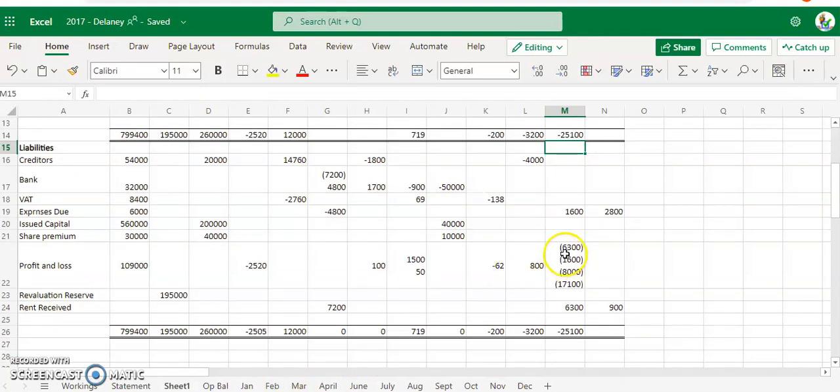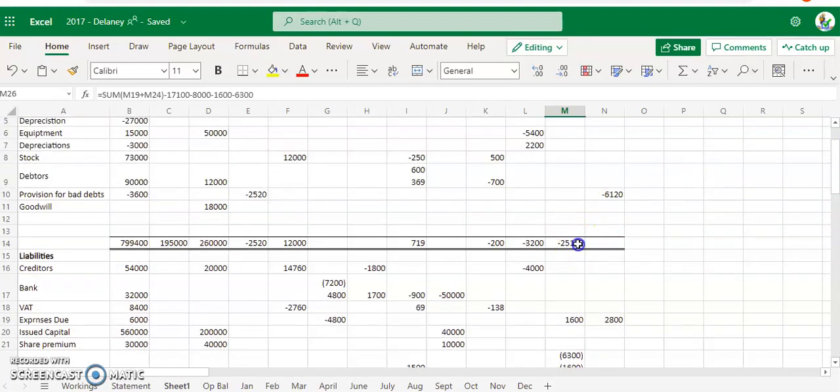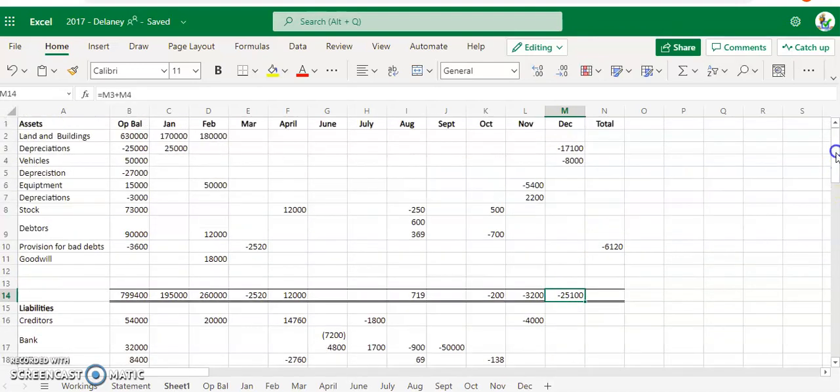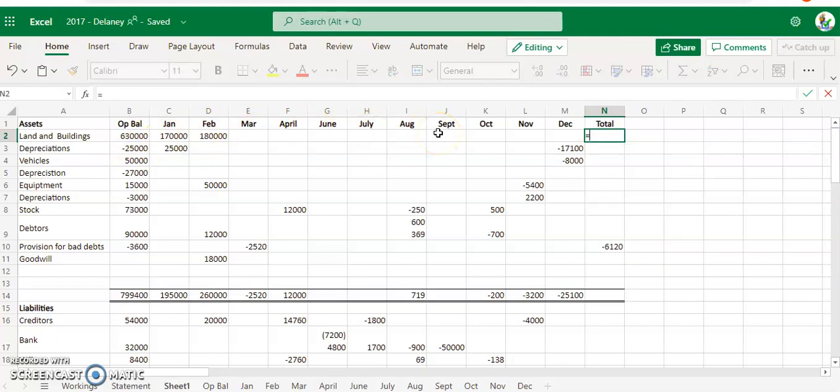So remember this 6,300 from the rent received, that's prepaid into our bank account, so we owe it back to the company. So it's going to give us minus 25,100 and minus 25,110 for December. Next thing we do is just add up the rows going across and make sure that our assets equals our liabilities.